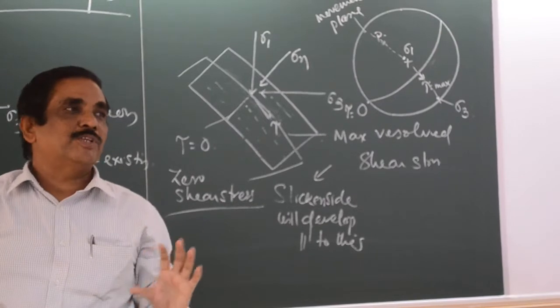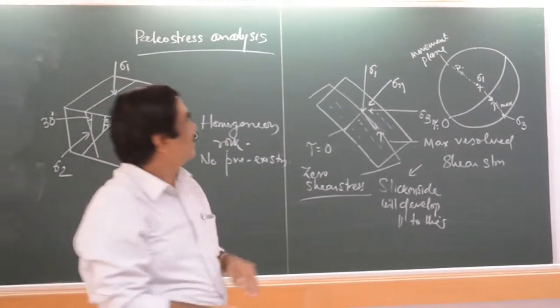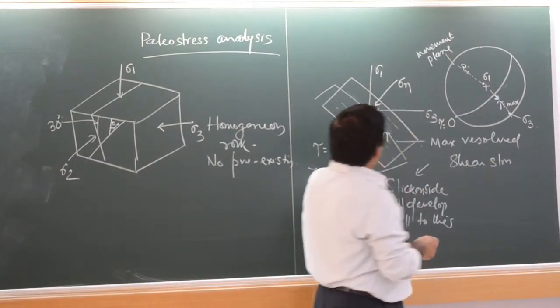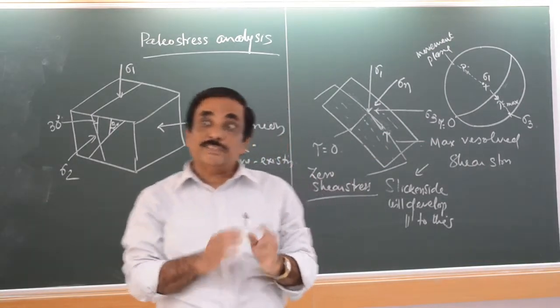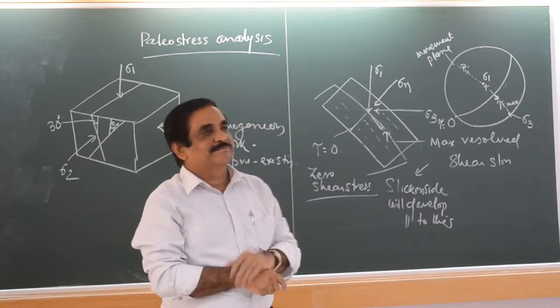This is the principle. You remember? कुछ बोलना है? 90 डिग्री कहाँ से जाना है? ये sigma 1 से 90 डिग्री जाना है. Sigma 1 and sigma 3 angle is 90 degree ना. So this construction is correct when you are producing a fault for the first time.